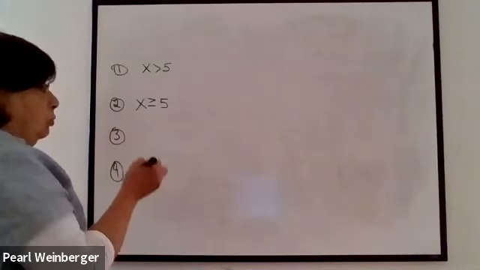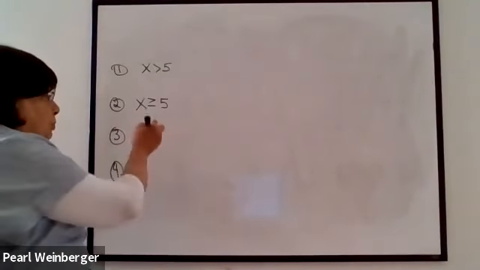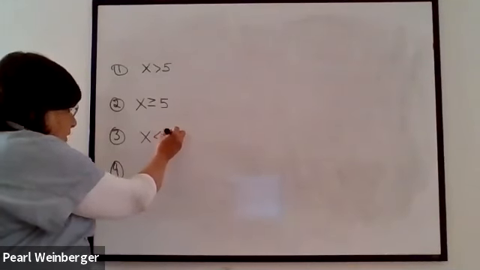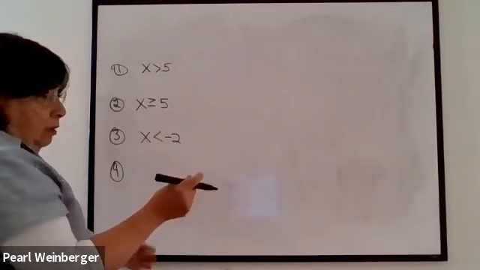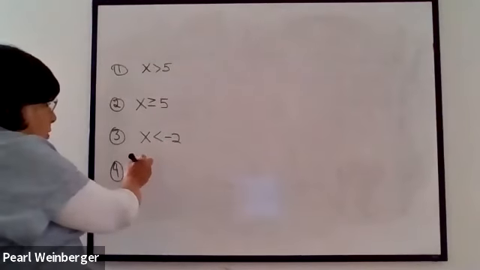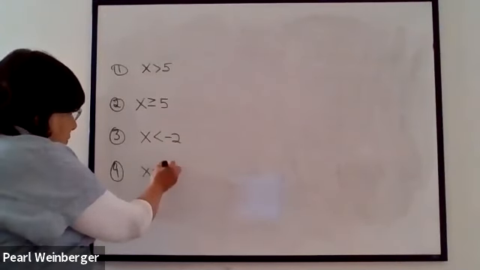The other two expressions of inequality have to do with less than. Let's use a different number. We could have something like x is less than -2. So we're talking about x being smaller than -2. Or we could have something like x is less than or equal to 3.